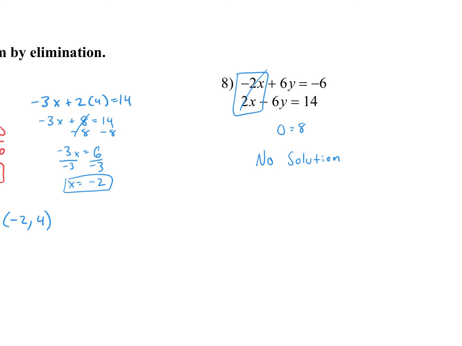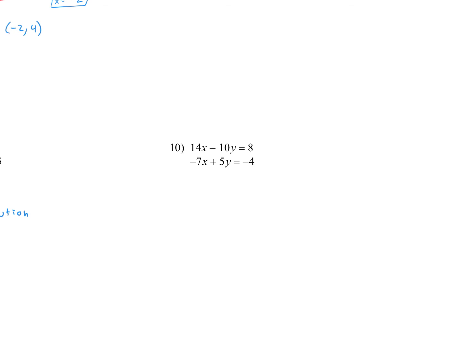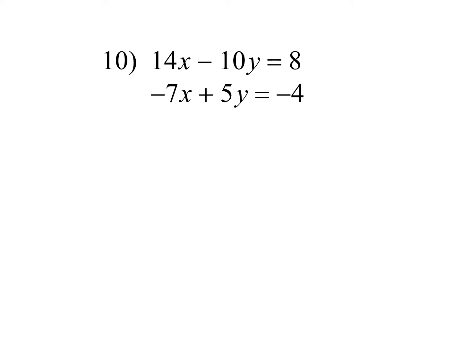Alright, let's do number 10. So number 10. Do I have a variable that I could cancel out right away? No. So what do I have to do? Multiply this bottom equation by 2. So times 2. You have to multiply everything in that equation by 2.